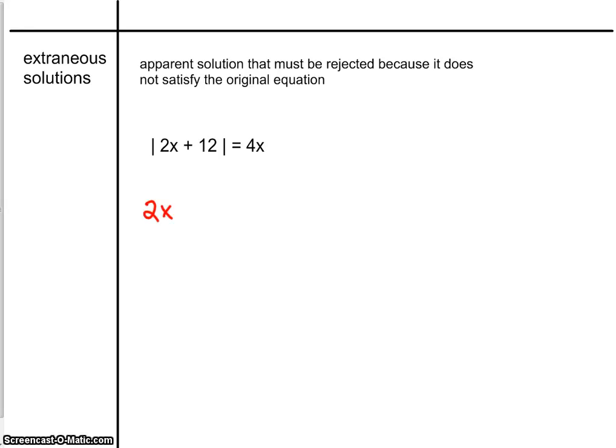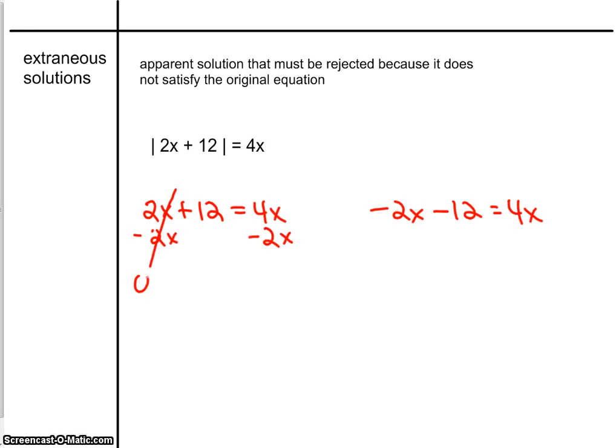So number one, inside equals outside. Number two, take the opposite of what's inside. So take the opposite of the 2x, take the opposite of the 12, equals the outside. So there's my two equations to solve. Okay. So again, one of the things I always talk about, again, move your smaller of the two variables since we have variables on both sides. Okay. And my first solution, we get x equals 6.